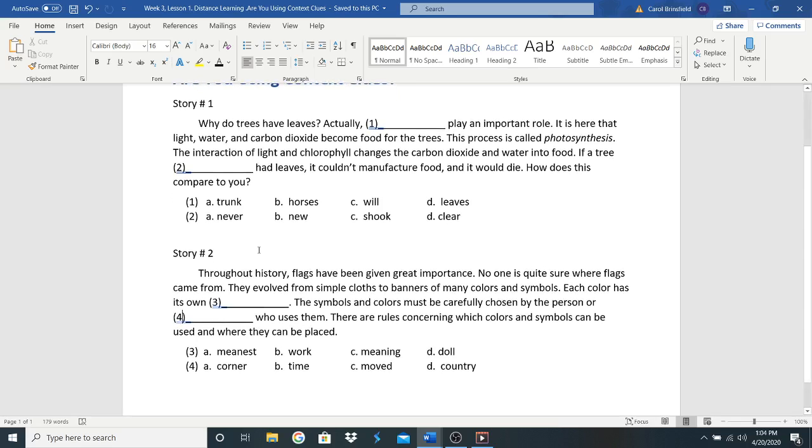All right, I want you to do story number 2 and read it and read the answer choices and read it with each one of those words in the blank and see which one makes sense. And do it for number 3 and 4. And then read your whole paragraph again to make sure it makes sense.